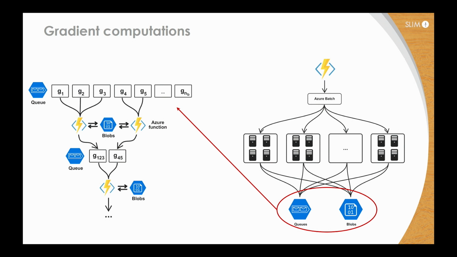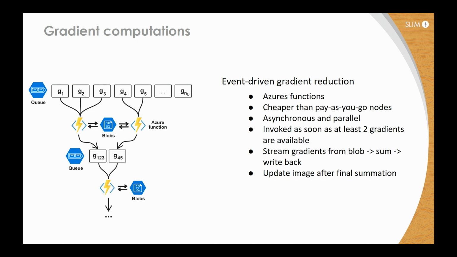The advantage here is that this happens asynchronously. This starts as soon as 2 gradients have been computed, so you already start summing these gradients. Hopefully by the time the final gradient is computed, you're already done summing most of those files, and you don't really have to wait a very long time. Also, you can do this in parallel because you can have multiple Azure functions running in parallel. Another advantage is that with these Azure functions, you don't have to provision the resources, and the resources used by Azure to run them are usually cheaper than if you had to launch a big VM.